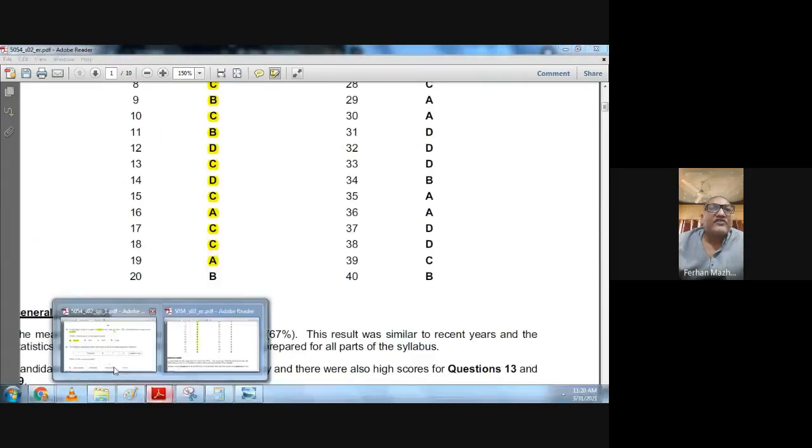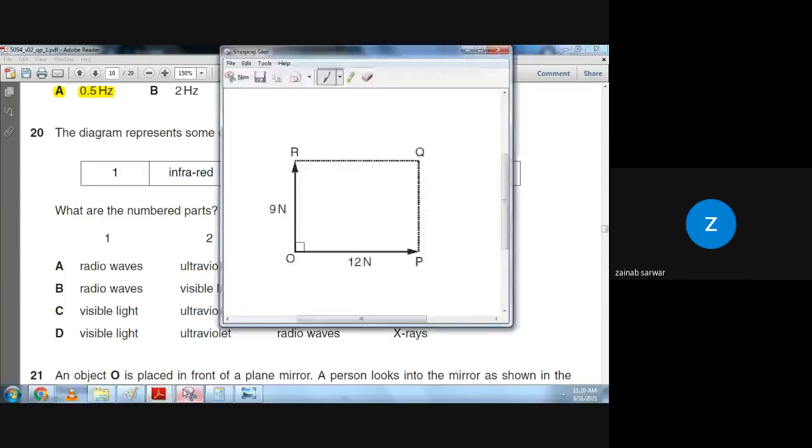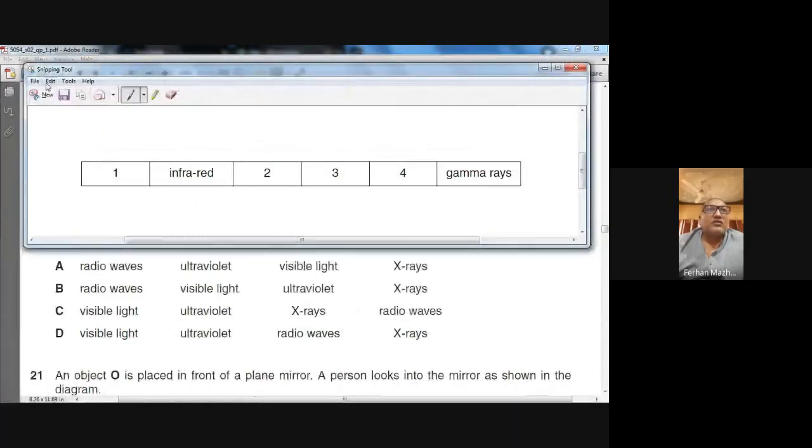Okay, let's check the next one. The diagram represents some of the main parts of the electromagnetic spectrum. What are the numbered parts? You remember we say Ronald McDonald is very ugly except Gary. So here the microwave should come, like B. Radio waves. This is not the right answer.